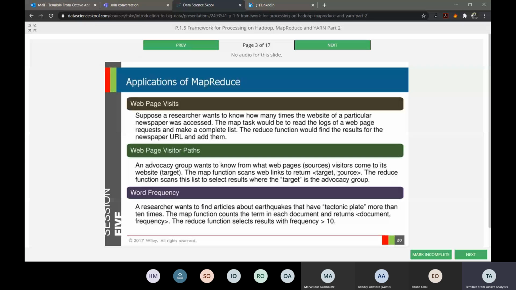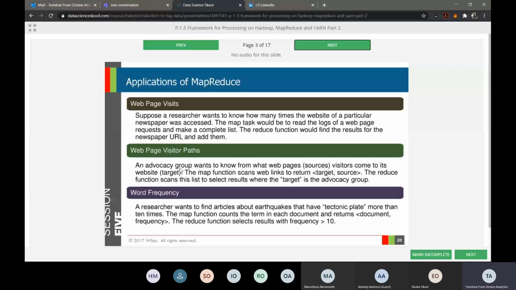Then the reduce function here will scan the list, then select the result where the target is equal to the advocacy group. Meaning from the data provided, it will select the result where the value is equal to the advocacy group's website. They will pass in data that contains different visits to different websites, meaning the different internet logs for that company. But those people that accessed the website of the advocacy group, that's what the reduce function will try to reduce. We try to aggregate and count.